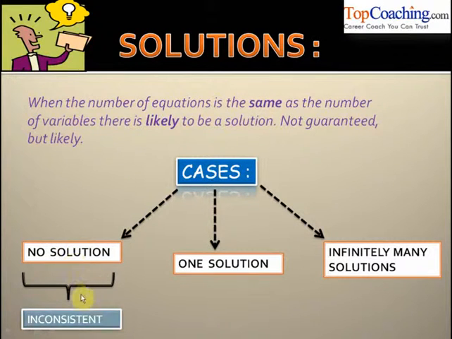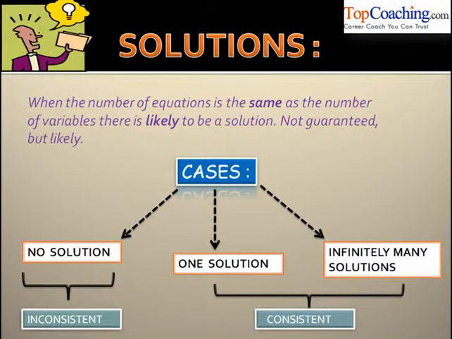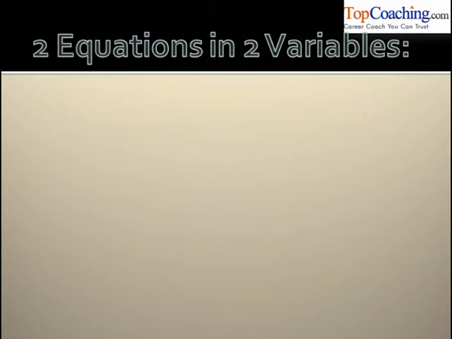When there is no solution, it is called an inconsistent system. And the case where one solution or infinitely many solutions exist, we say it is a consistent system. So when we have no solution for a system, we call it inconsistent, and when we have one solution or infinitely many solutions, we call it a consistent system. So this was about solutions of linear equations.